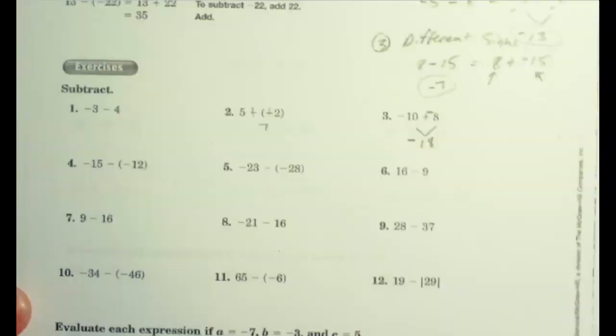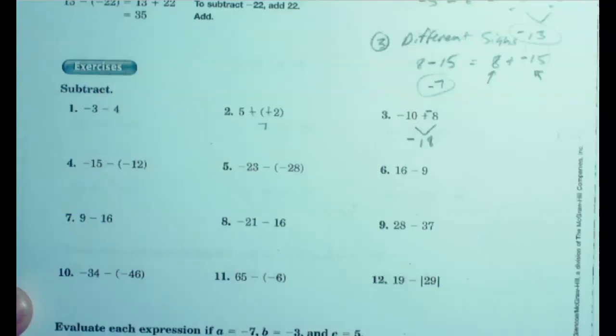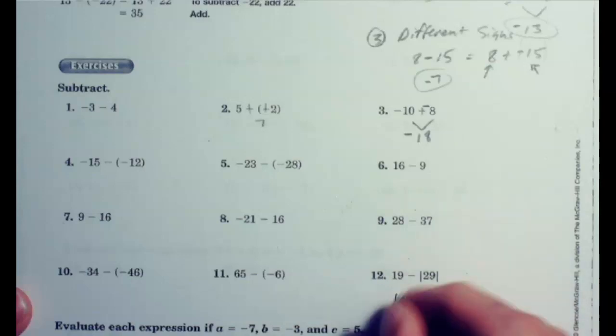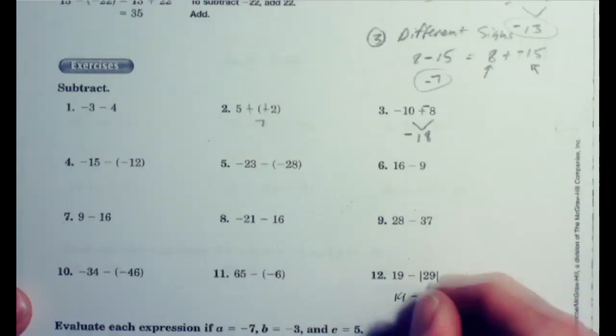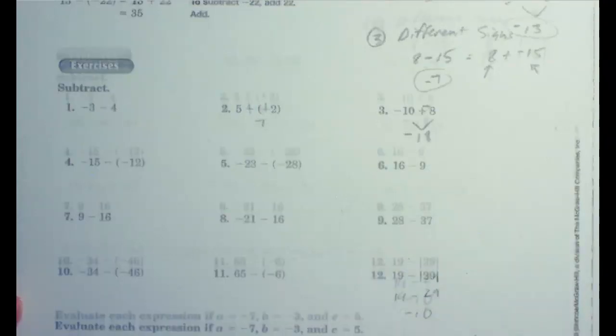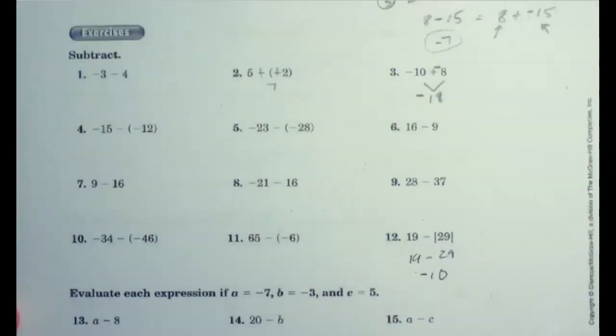This looks like it's getting a little hairy. Now, we've got 19 minus the absolute value of that. Well, that's really the same as 19 minus the absolute value of 29, which is 29. So these are still different signs. You've got a positive and a negative. So the difference here is 10, and it's going to be a negative 10.